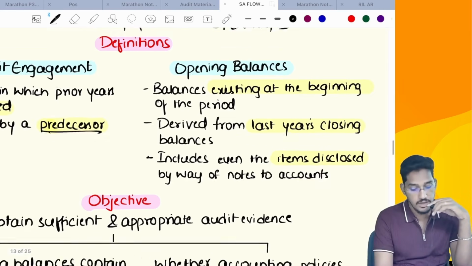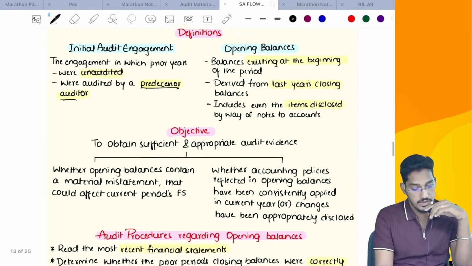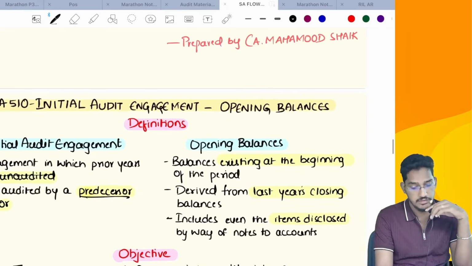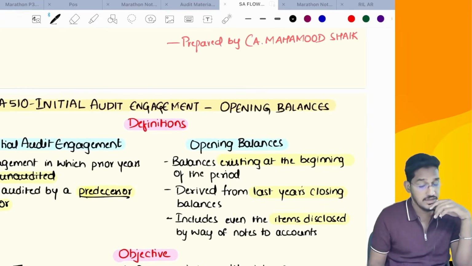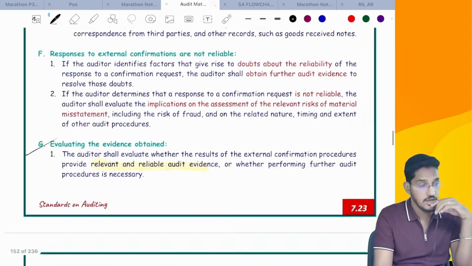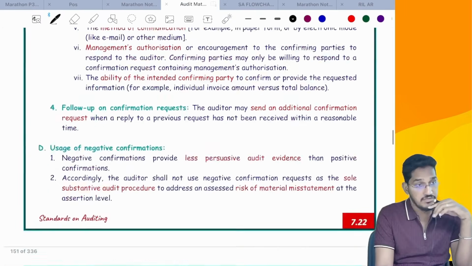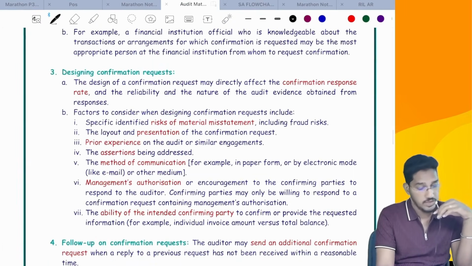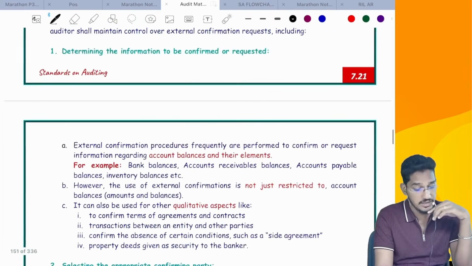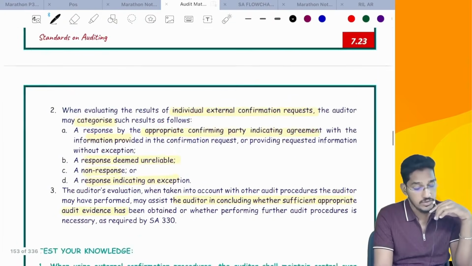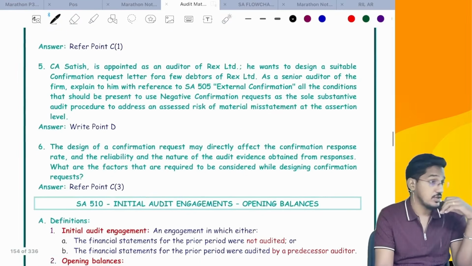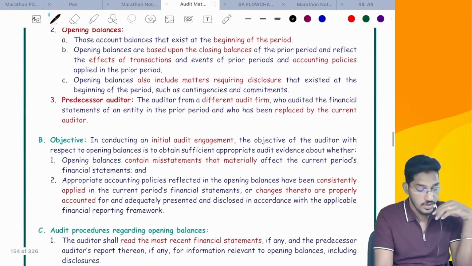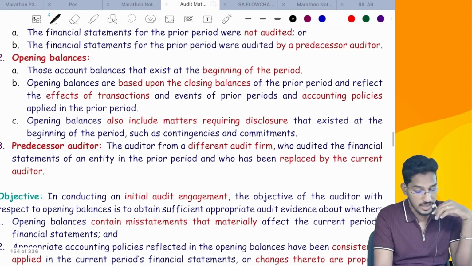Then what is the auditor's responsibility? And one more thing before that, we say opening balances reflect two things. What information is reflected in the opening balances? Number one, opening balances reflect the effect of all the transactions that have taken place in the preceding financial year. And also, opening balances reflect accounting policies which were followed in the previous financial year. So opening balances reflect two kinds of information.